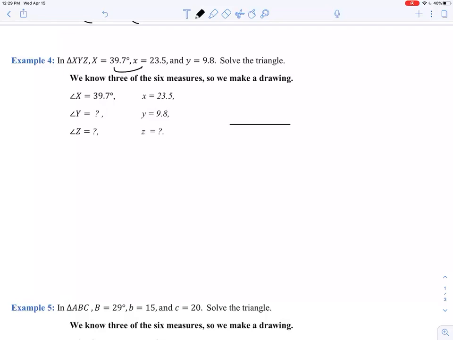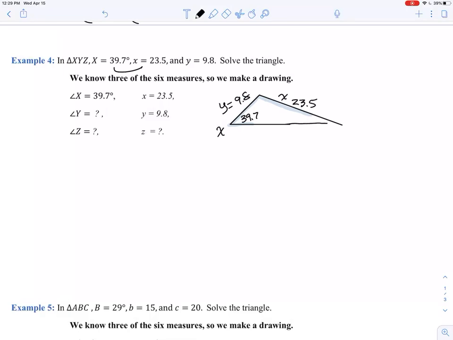Again, I like to put the angle here on the left. That's just my preference. And so side X will be over here, and it's really long, 23.5 in size, so that's side X. And this is, remember, side-angle, so I'm going to go ahead and go this way, side-angle. Okay, so here we have 39.7, and so this would be side Y at 9.8.